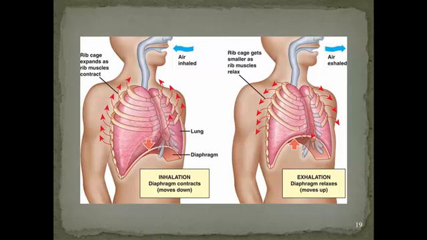Here's another picture comparing the two. To inhale, you need to make the cavity bigger so pressure is lower than outside and air will flow in. To make it bigger, the diaphragm contracts and moves down and the ribs move up and out. To exhale, the cavity must get smaller so pressure increases so air will move out. To do this, the diaphragm relaxes, moves up, and the ribs move down and in, making the cavity smaller and air is forced out.